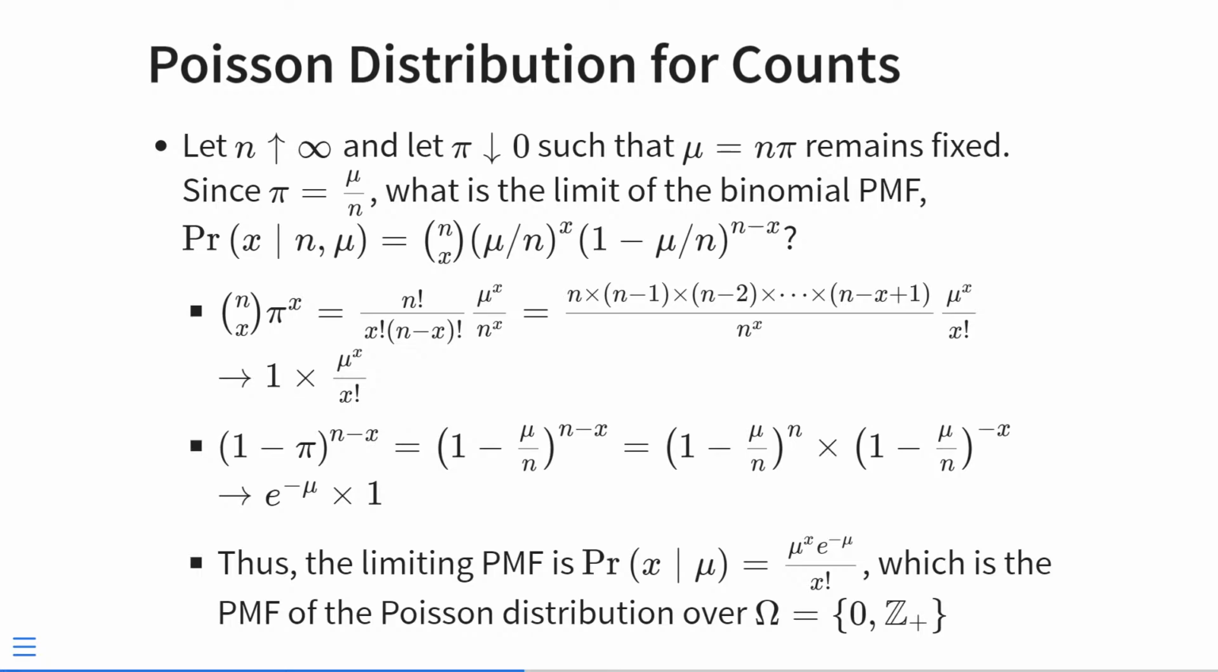Sorry, I don't think I understand the last statement, like the 0 to z. Oh, z plus, that's a math convention for positive integers. Okay. So the sample space for a Poisson random variable is 0 and the positive integers, which is to say the non-negative integers. So 0 is valid, and as is any other positive integer, but not negative integers and not real numbers.